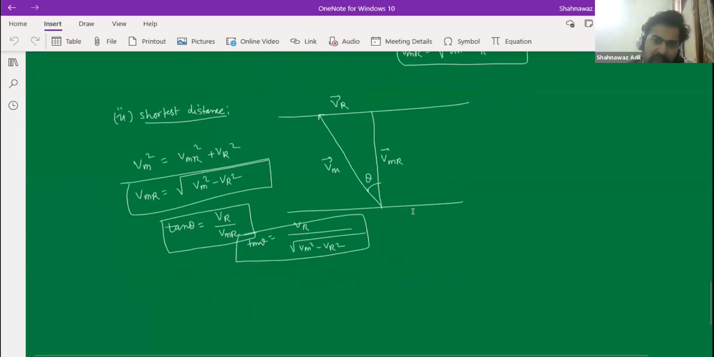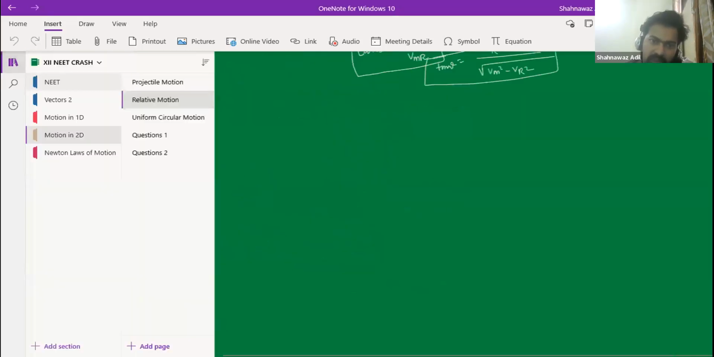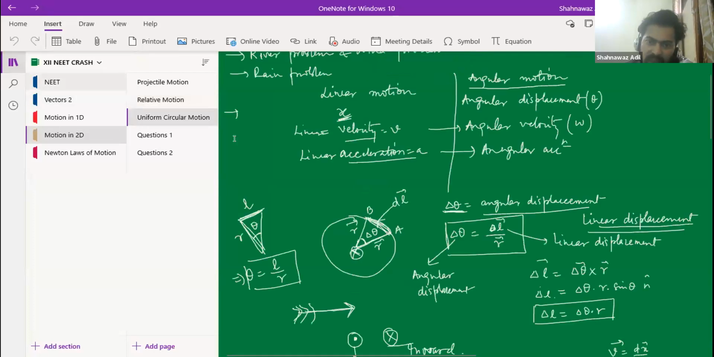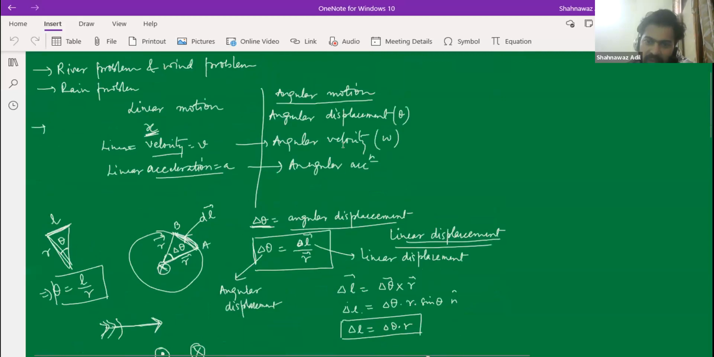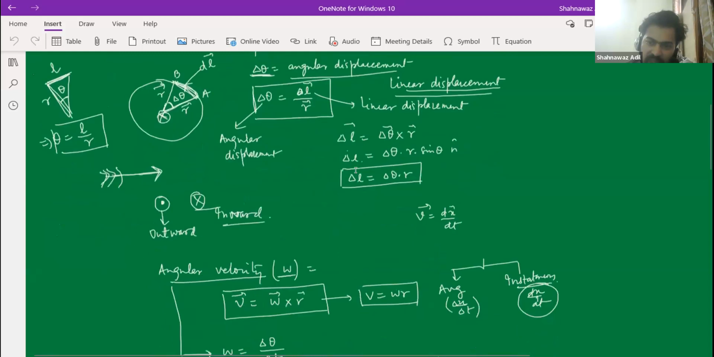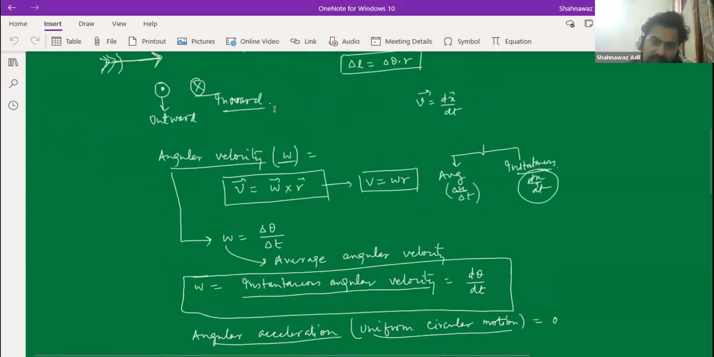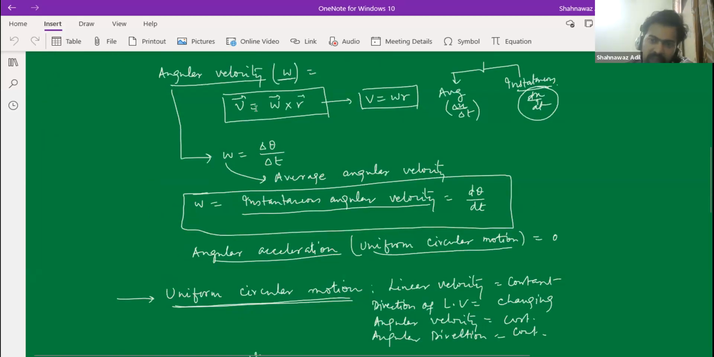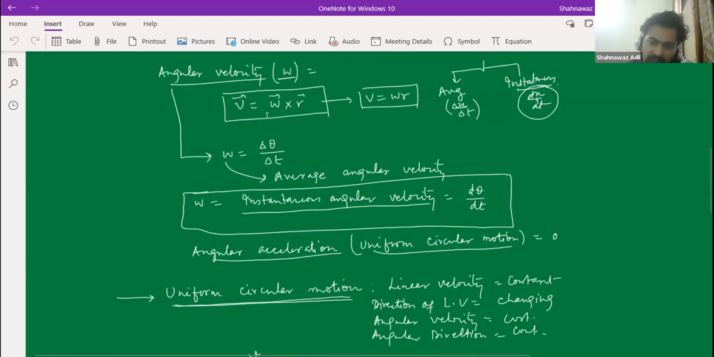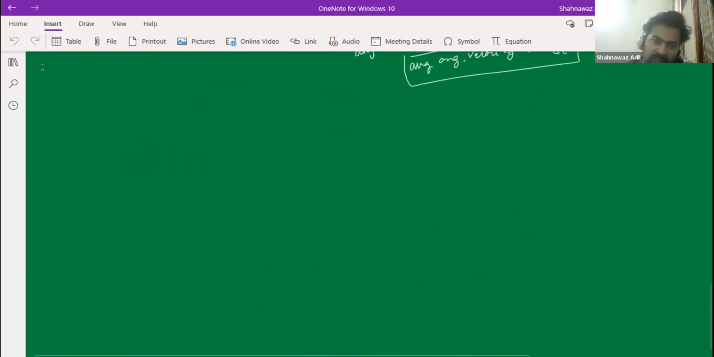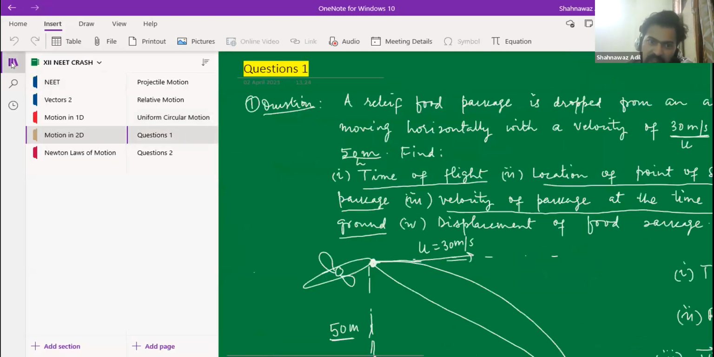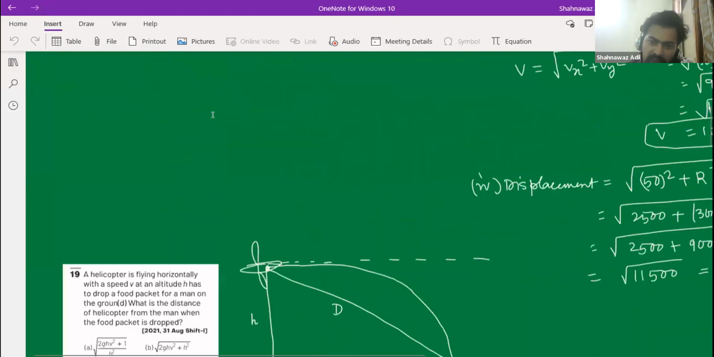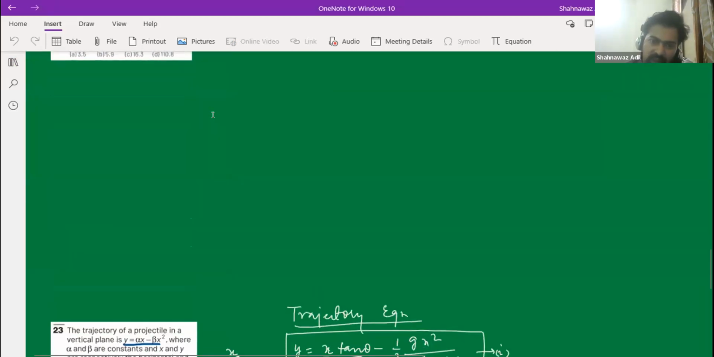Right? And then we have talked about circular motion, uniform circular motion. What is angular motion? What is angular displacement? Angular velocity? Angular acceleration? All these things we have talked about, and there's a relation between angular velocity and linear velocity. So these things we talked about in the last class, right? We did some questions on projectile. This we have done.